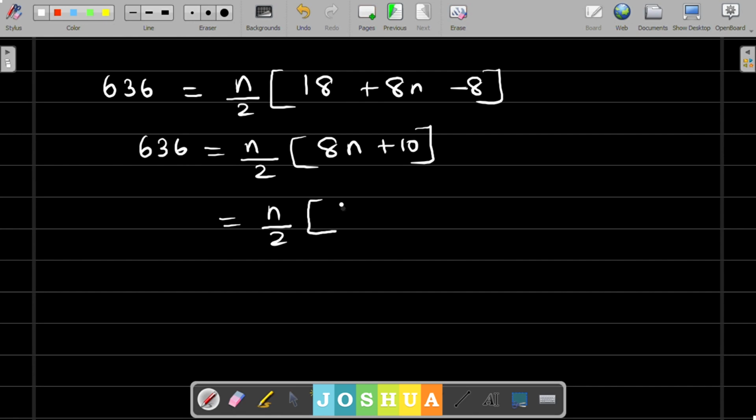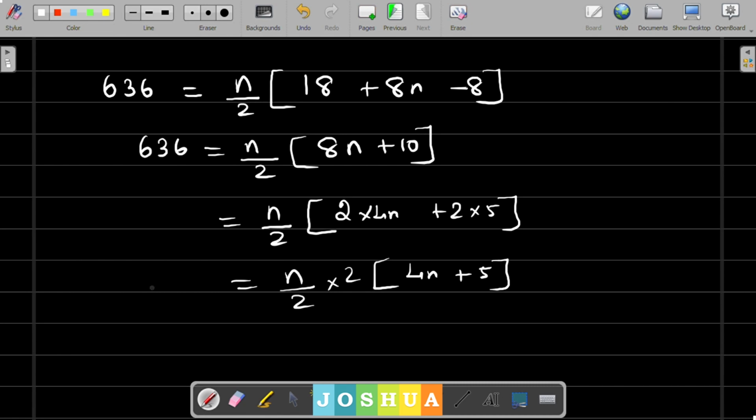For your understanding, I'm doing it this way: 2 into 4n plus 2 into 5. So I'm taking 2 outside, it becomes n upon 2 into 2 times (4n plus 5), which is equal to 636. Cancel 2 on both sides, it becomes n times (4n plus 5) equal to 636. Again I'm taking the value to the next page.